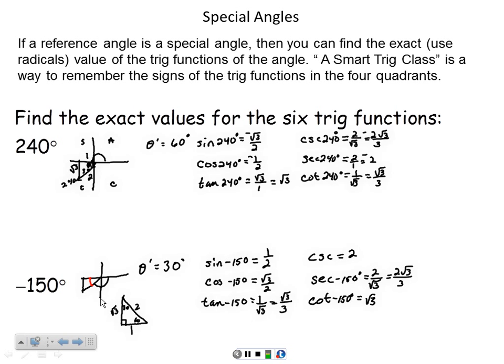So don't forget those signs like I did. Okay, for negative 150, again, we are in quadrant 3. So again, your sine is going to be negative, and your cosecant. And then your cosine is going to be negative, and your secant. And then tangent is going to be positive along with cotangent.